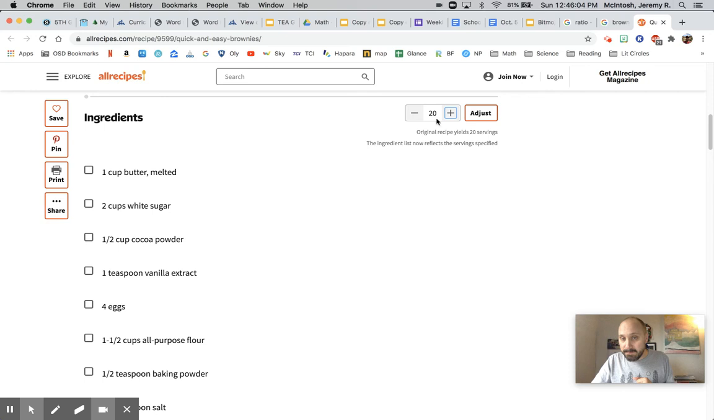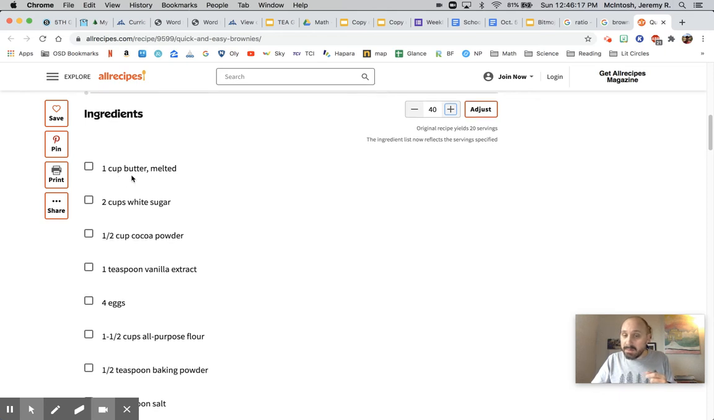Right now I'm at 20. So I'm going to click real fast. I'm going to get up to 30. Now I'm going to get up to 40. So now I'm at 40 servings, so it's 40 little brownie squares. Watch what happens to my ingredients over here. They should double, right? So 1 cup of butter should become 2 because 1 times 2 is 2. 2 cups of white sugar should become 4, because 2 times 2 is 4. Half a cup of cocoa powder. How do I double half a cup? Well, half plus a half equals 1 whole. 1 teaspoon of vanilla extract should become 2 teaspoons, and so on.